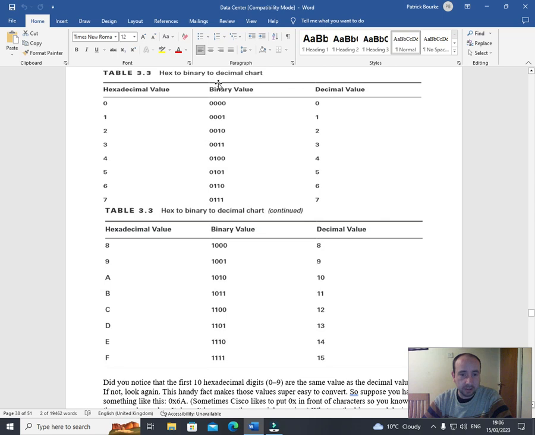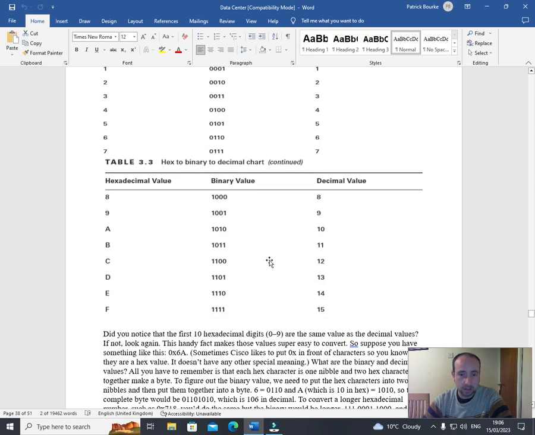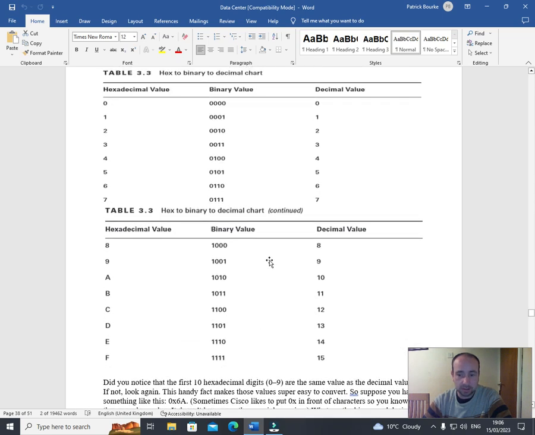And here's a hex to decimal binary chart. I'll just leave it on the screen there if you want to have a quick look at it.